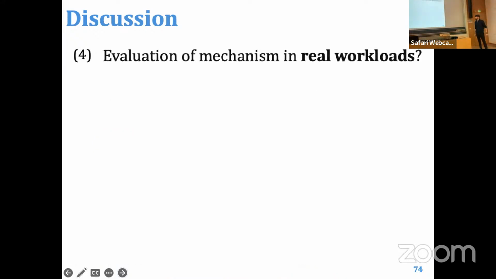And finally, how do you think the evaluation of the mechanism in real workloads should be tackled? Is this more energy efficient at the end of the day? Is this more performant? How could this be tackled? How we should evaluate this? Or any specific domains that this could work?